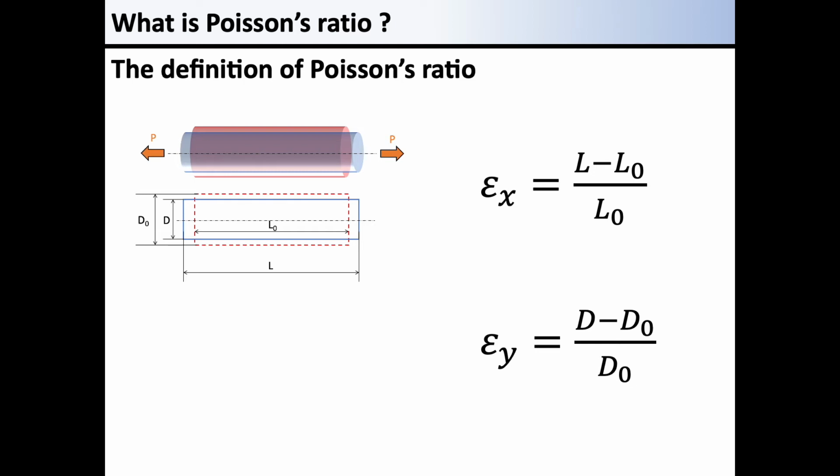The vertical strain, epsilon y, is negative when the horizontal strain, epsilon x, is positive. When epsilon x is positive, then epsilon y should be negative. Once you imagine this process, it probably is not so difficult to understand.